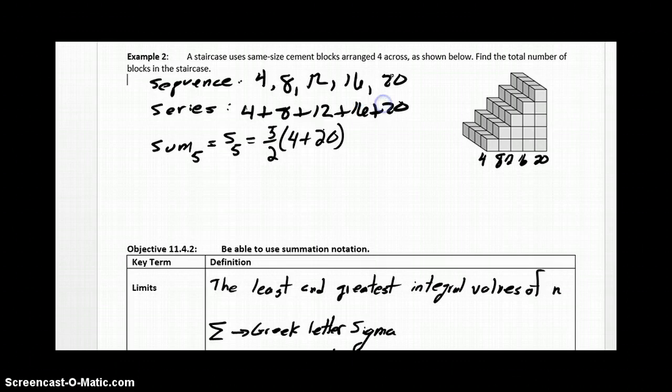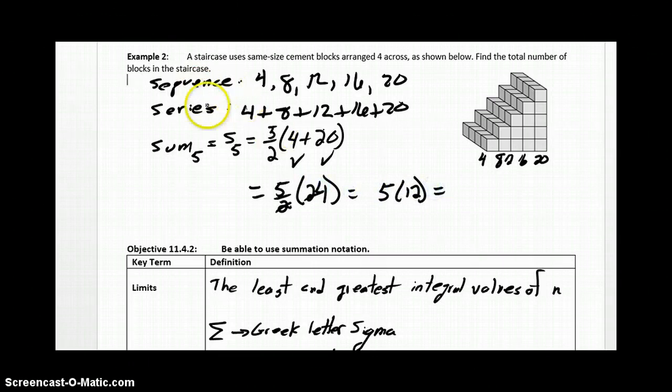Now if I want to find the sum, I've got 5 different terms there. So I'm going to say S sub 5, and I've got n is 5, so I'm going to have 5 over 2 according to my formula. The first term is 4, the last term is 20, so I will just take those 5 halves times 24. I can cancel the 2 and the 24, so I'm going to have 5 times 12, and the sum of that sequence or the series is 60.